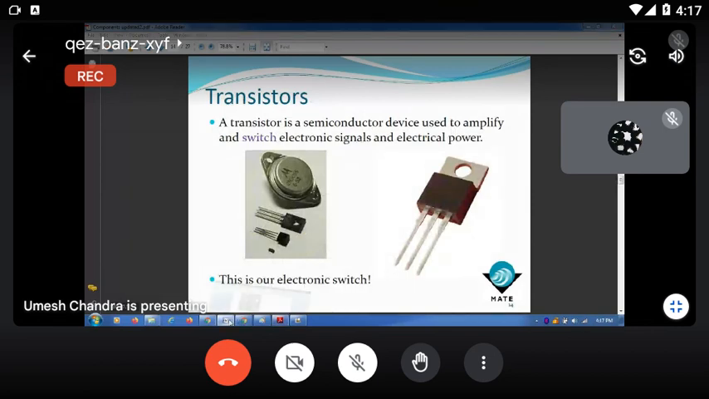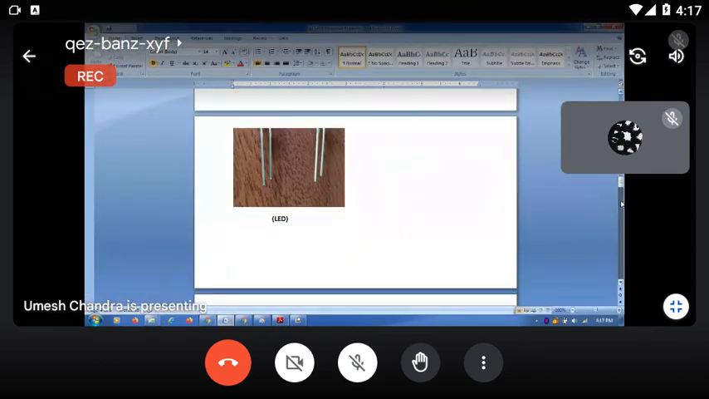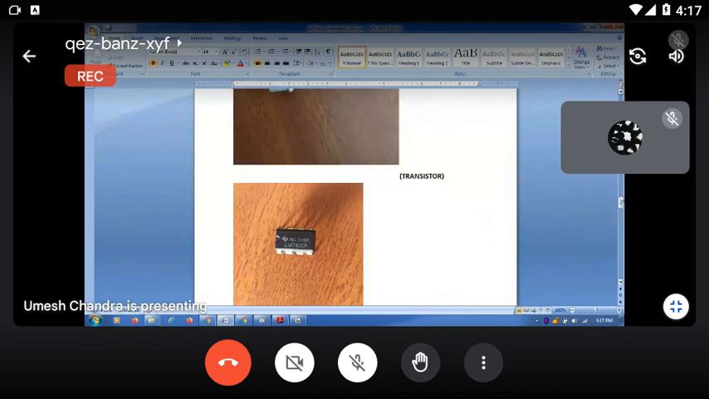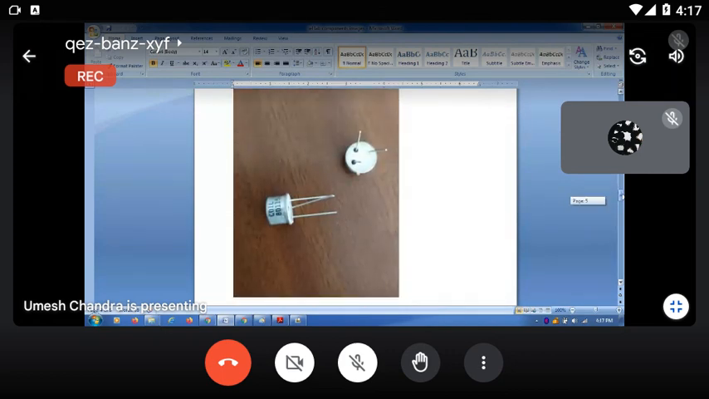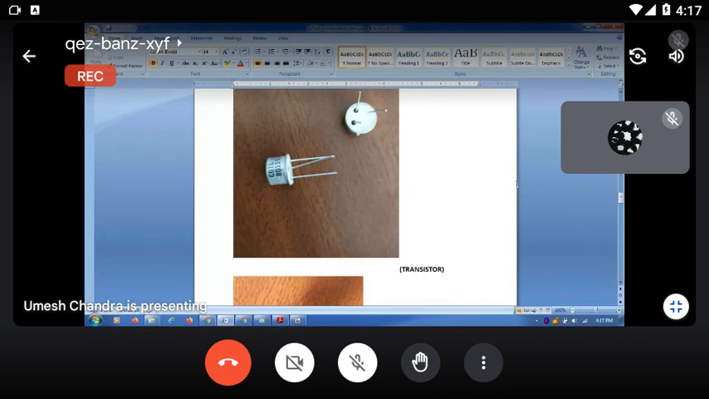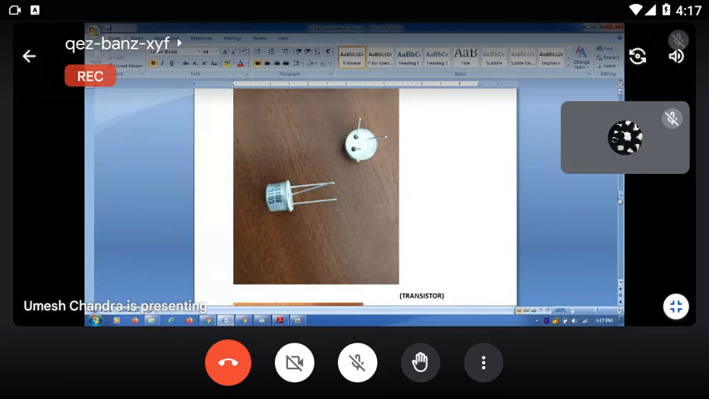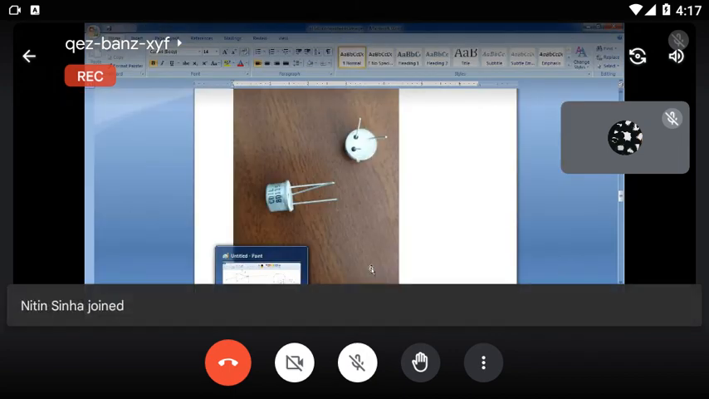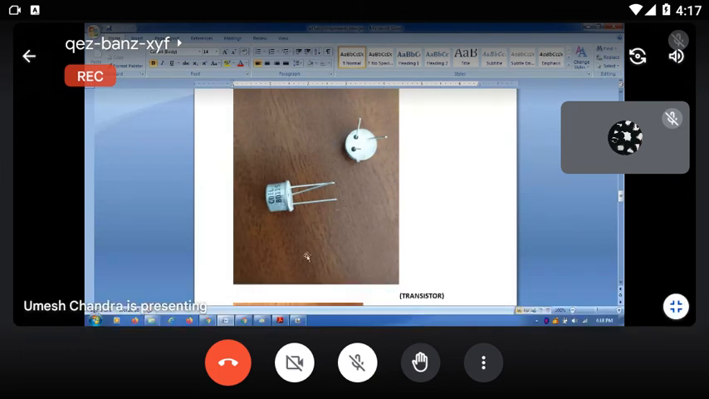Next one is the transistor. Transistor is a three-terminal device. Again, transistor has two types. One is NPN transistor, another is PNP transistor. First, you identify NPN or PNP. Then after that, you identify the emitter, base, and collector of the transistor. And how do you identify whether the transistor is NPN or PNP?